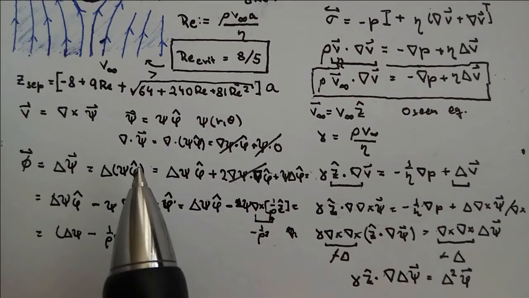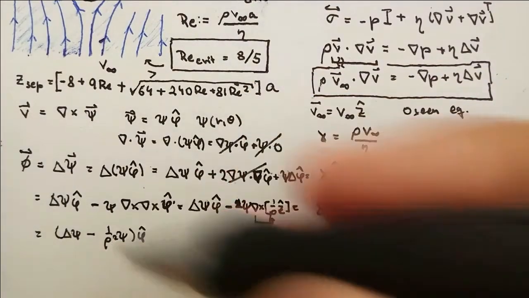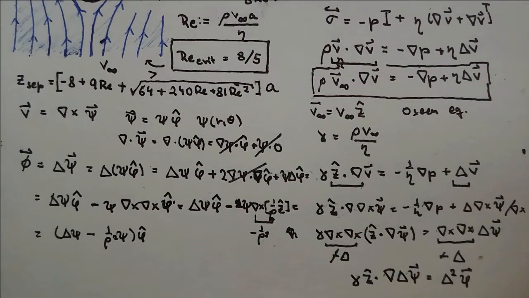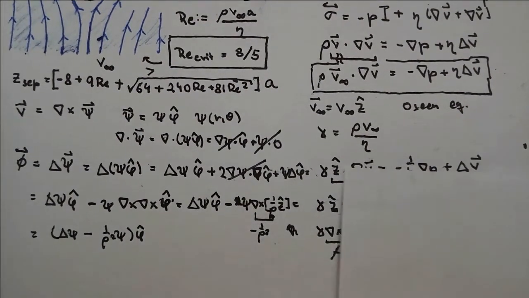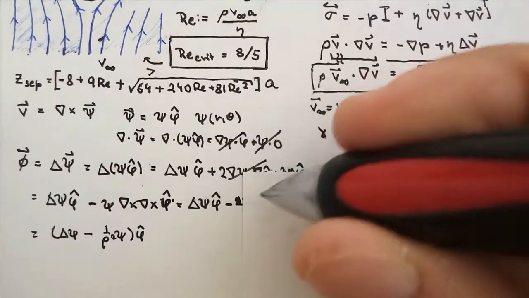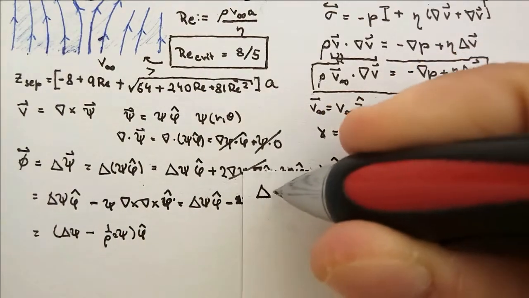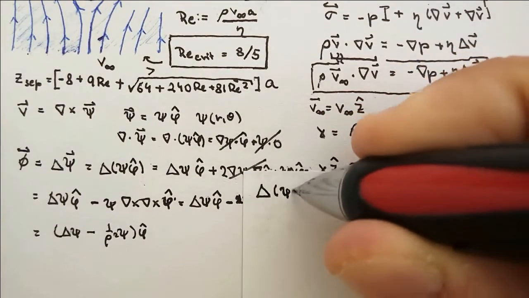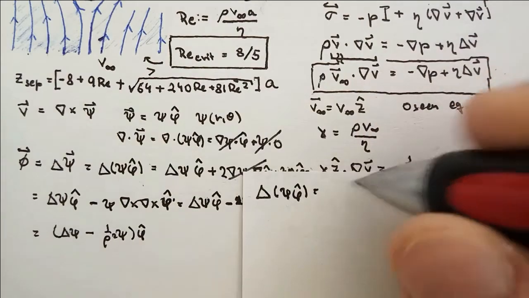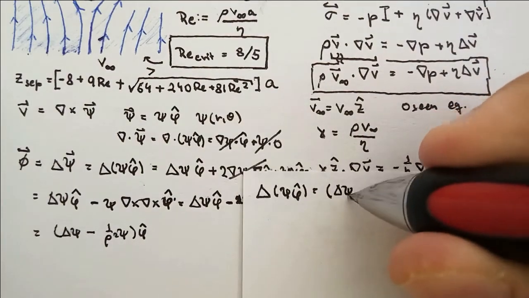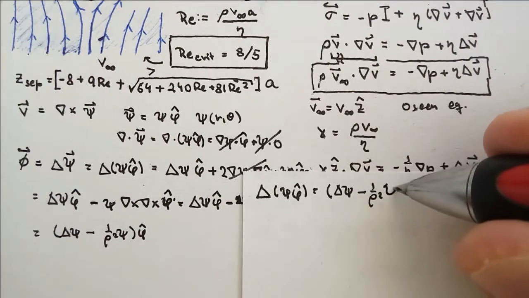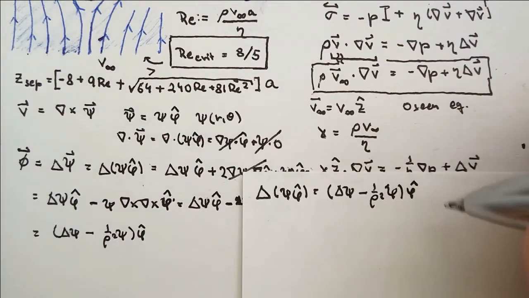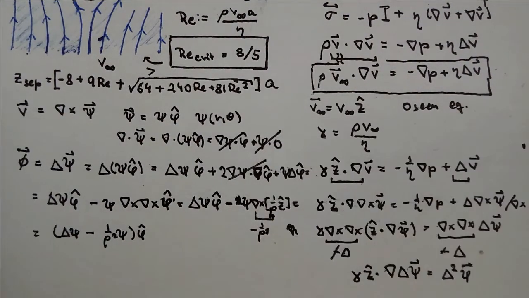So this equation is this, and I can add this to the blank page so we can use it later on. So this is the relation: Laplacian of psi phi hat equals the Laplacian of psi minus 1 over rho squared psi, times phi hat.